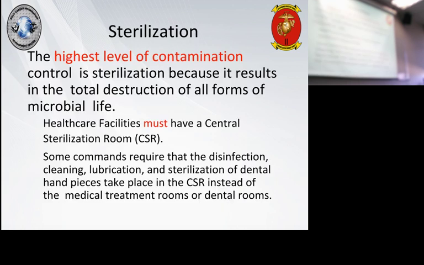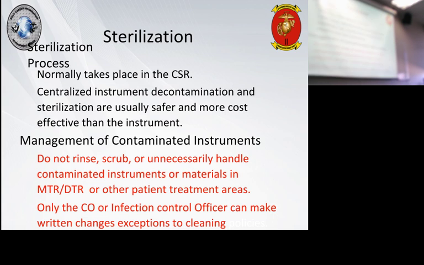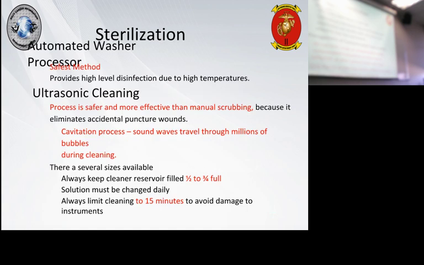The highest level of contamination control is the sterilization, because it destroys everything. Gotta have a central sterilization room. All sterilization takes place there. We usually even have one of those, at least on the ship I was on. And we got a nice little surg tech that takes care of all that stuff, checks it all the time. These are examples of sterilization equipment.